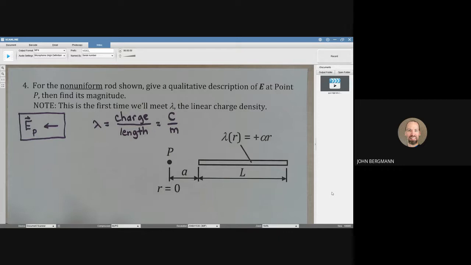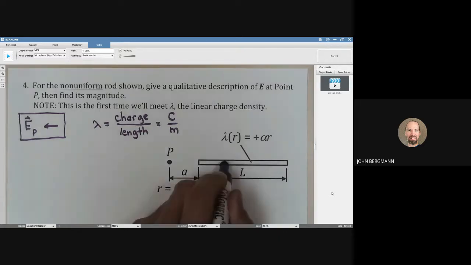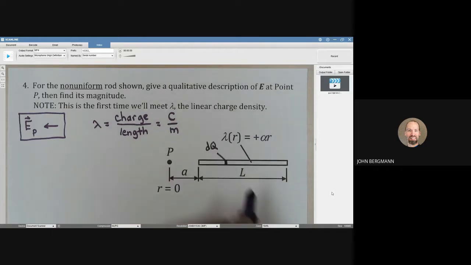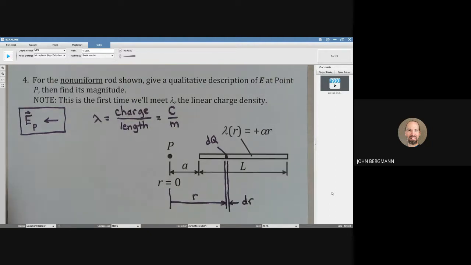What we're going to have to do is imagine that we break this rod into a bunch of tiny little dQs, each of which is a distance r away from our point P. And that tiny dQ, much tinier than I'm able to draw, has a very tiny thickness, which I'm going to call dr.